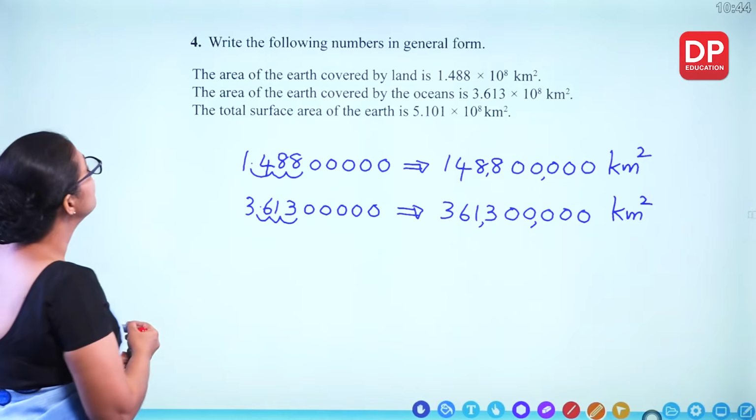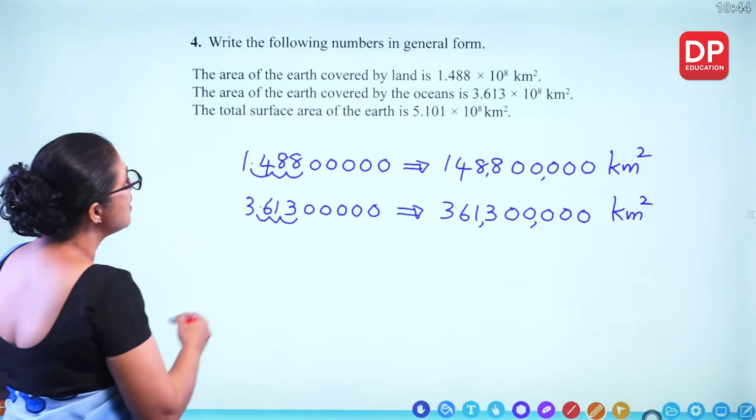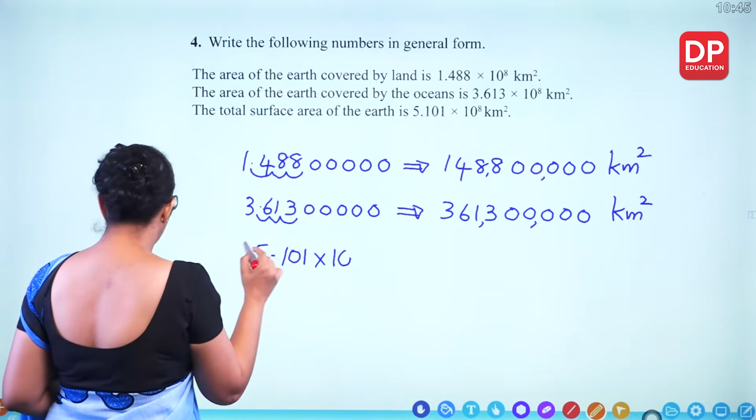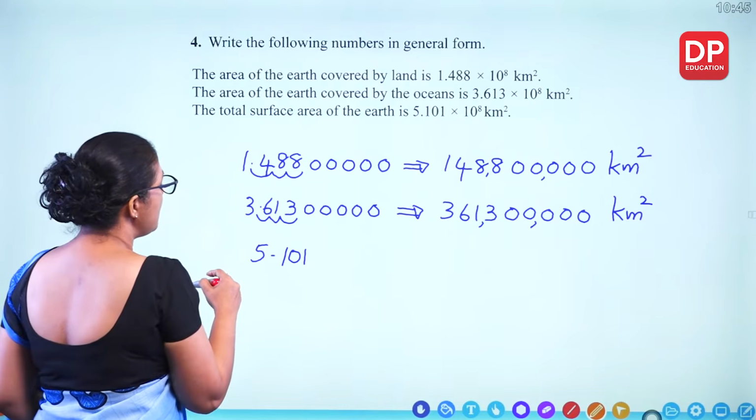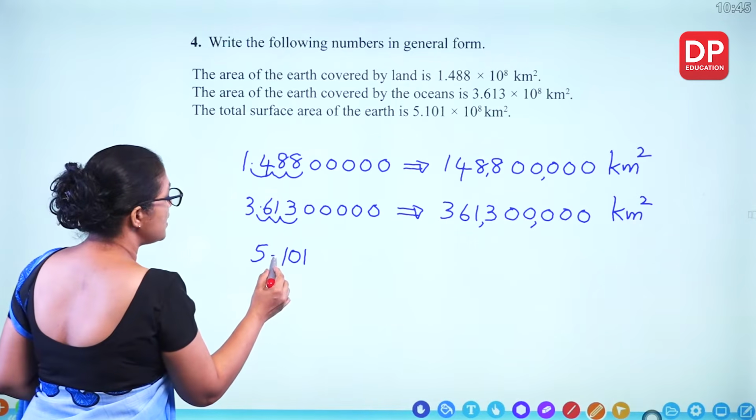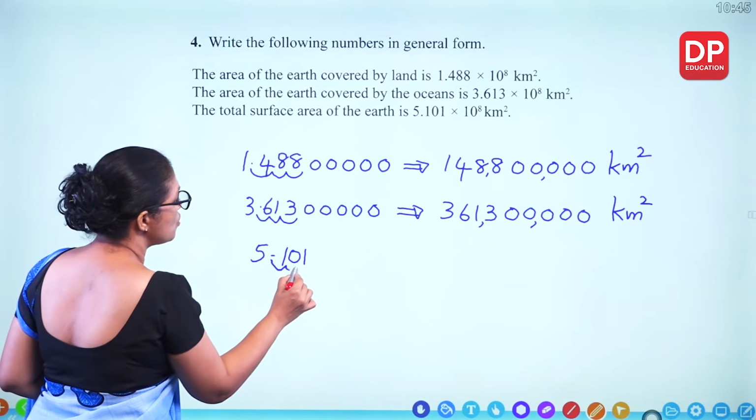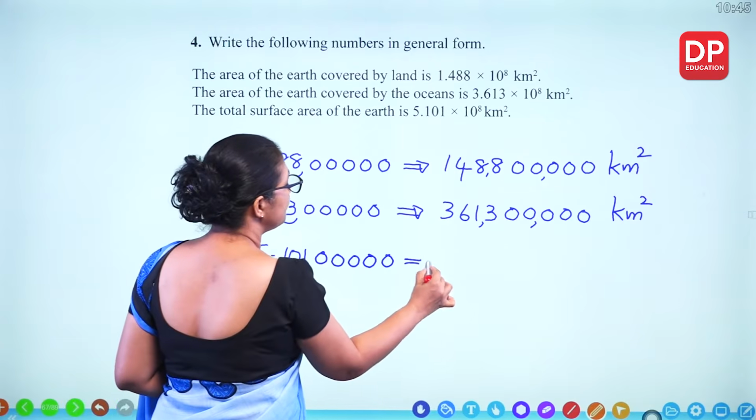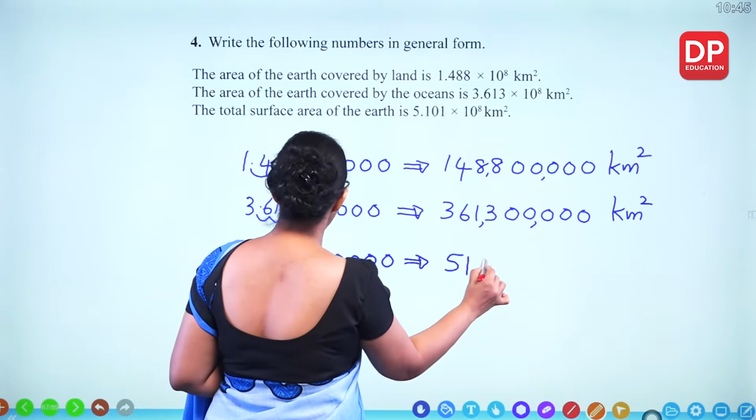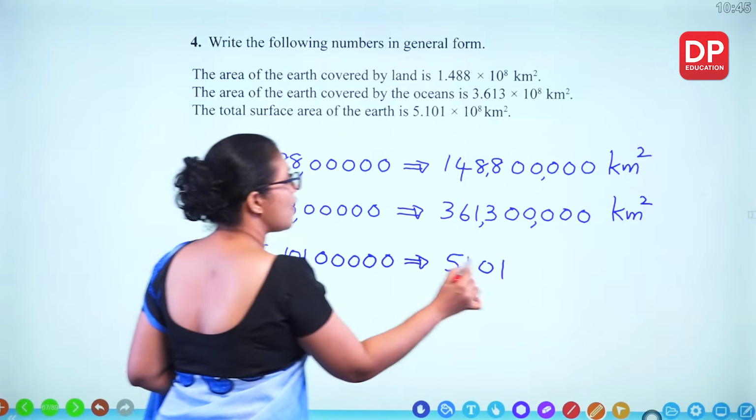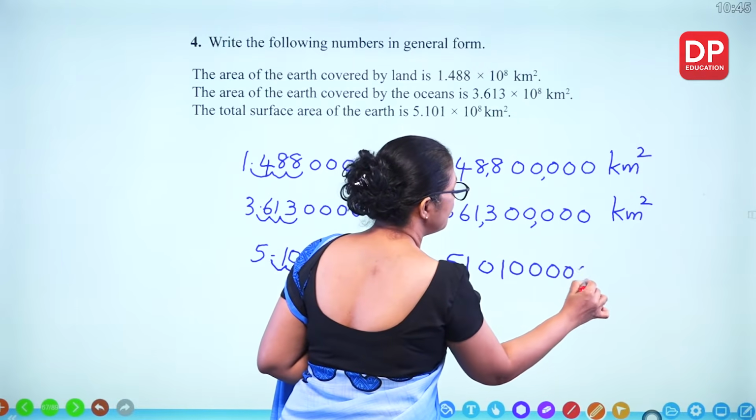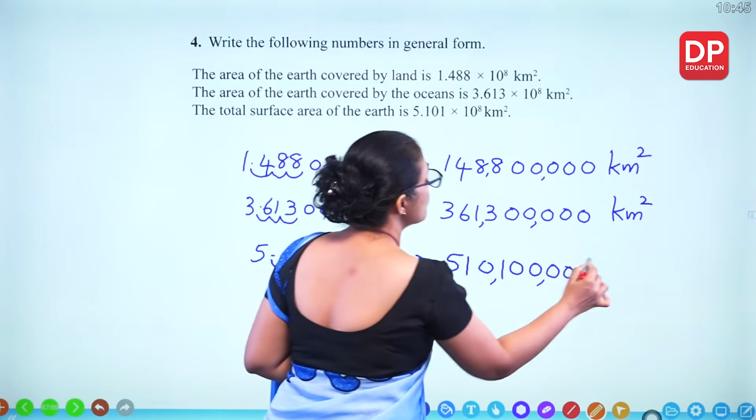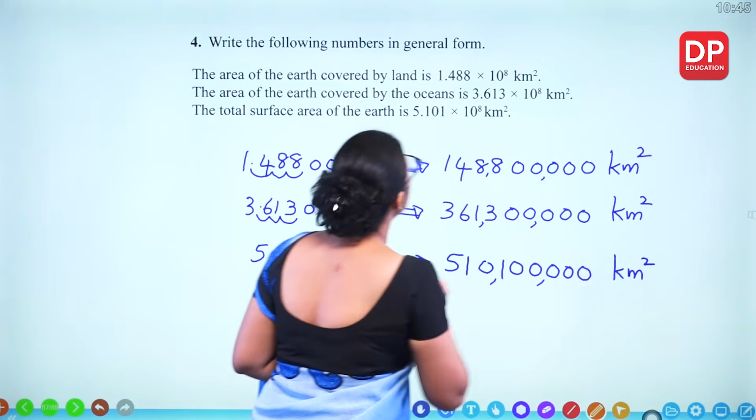361,300,000. The total surface area of the earth is 5.101 × 10^8. 10 to the power 8 means you are moving the decimal point 8 places to the right. 1, 2, 3, 4, 5, 6, 7, 8. You get 5101 with 5 zeros. 510,100,000 square kilometers.